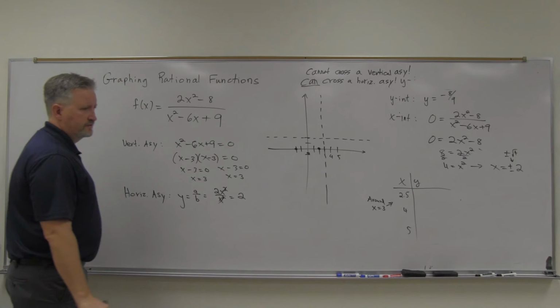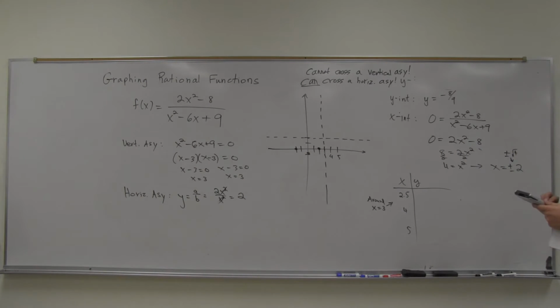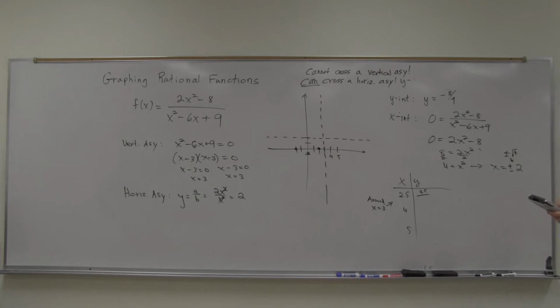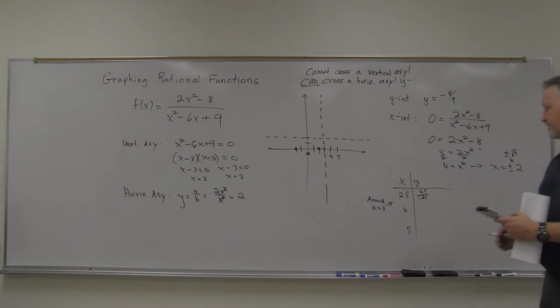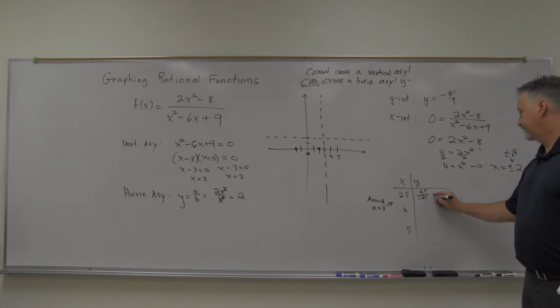All right, so x is 2.5, what do we get? It's 2 times 2.5² minus 8, so the top is going to be positive 4.5. The bottom will be 2.5² − 6 times 2.5 + 9, which is 0.25. So you've got 4.5 divided by 0.25, which is 18.